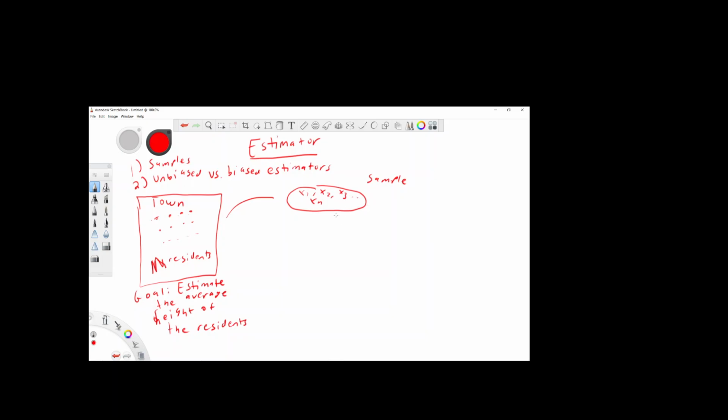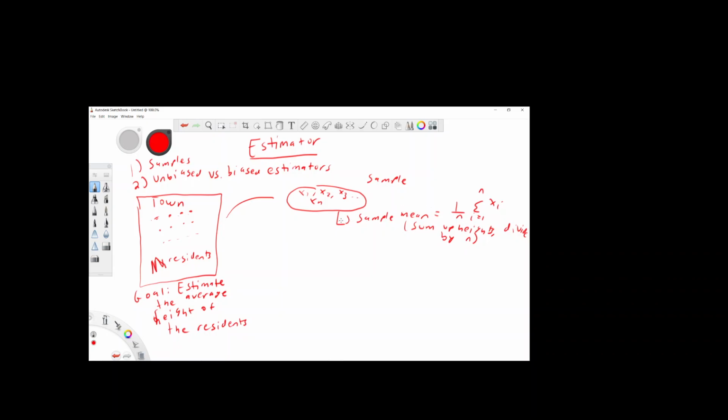And then from the sample, what do we get? Well, we can get what's called the sample mean. And the sample mean is no more than just 1 over n times the sum from i equals 1 to n of x sub i. This is just summing up the heights and dividing by n. So this should be pretty straightforward. We get the sample mean.